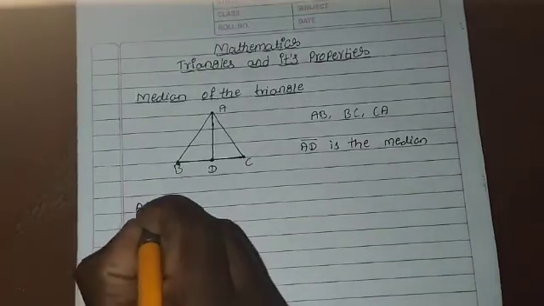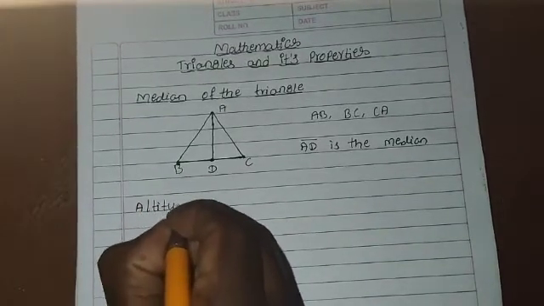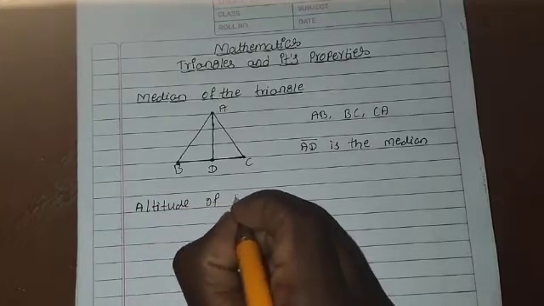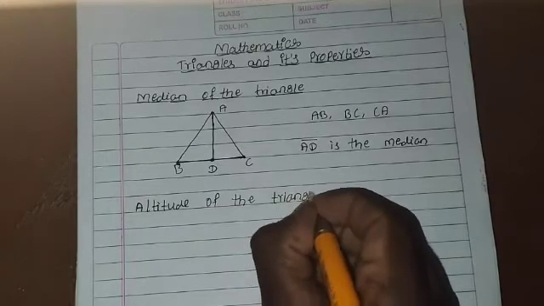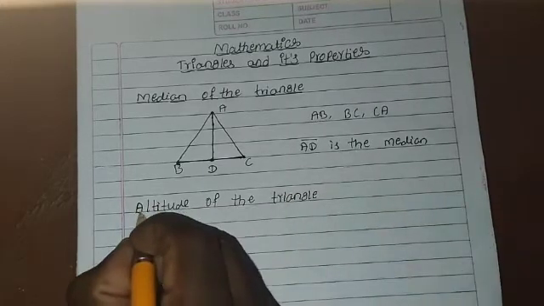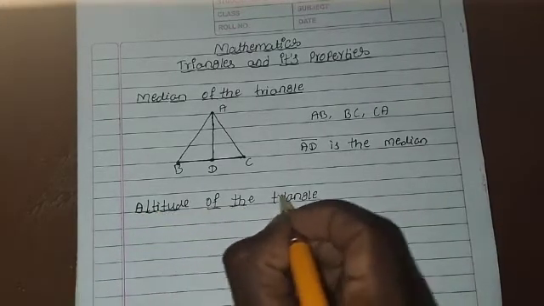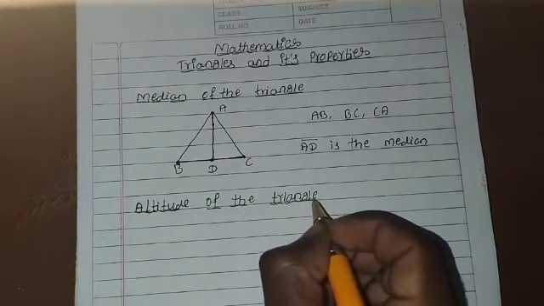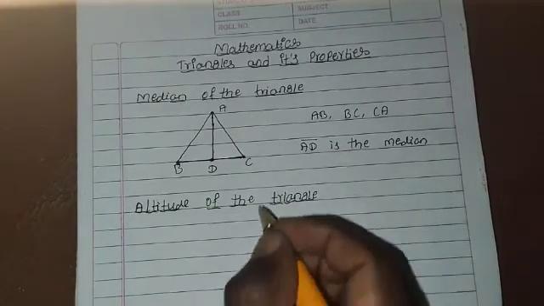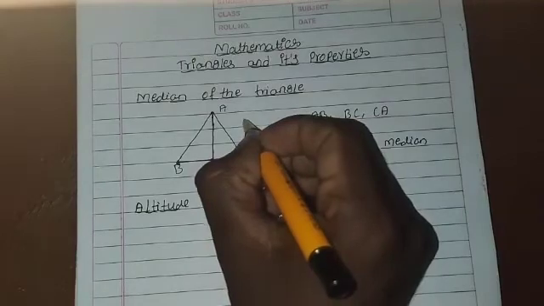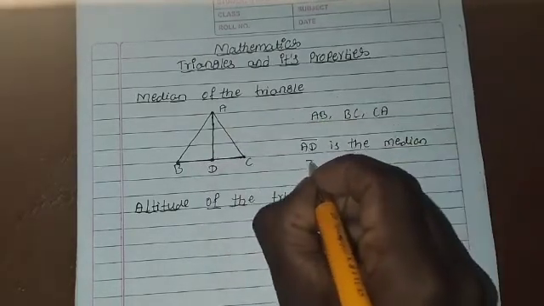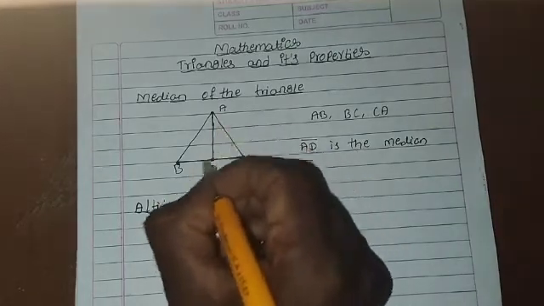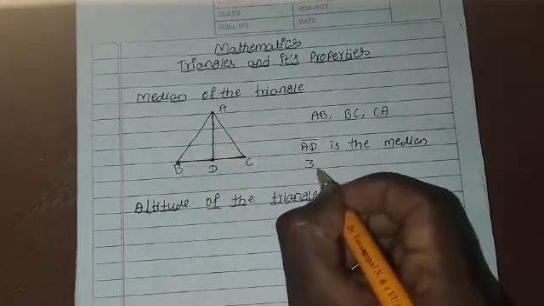Next, altitude of the triangle. What do you mean by the altitude of the triangle? The altitude of the triangle means the line segment drawn perpendicular to any side of the triangle from its opposite vertex. Here is one more point: how many medians does a triangle have? A triangle has three medians, because the triangle has three sides, so it has three medians.